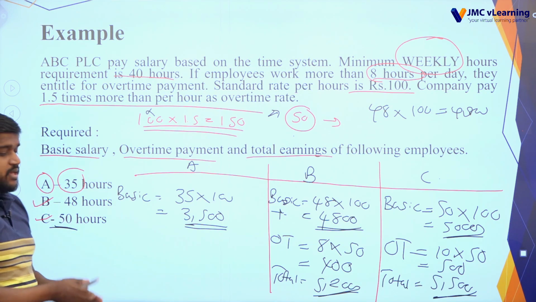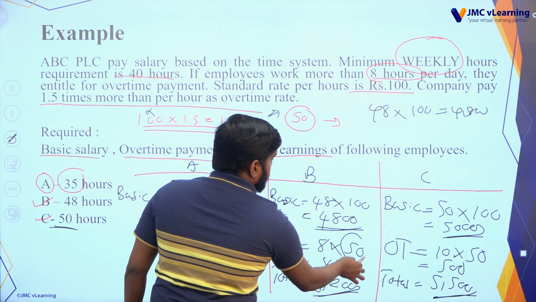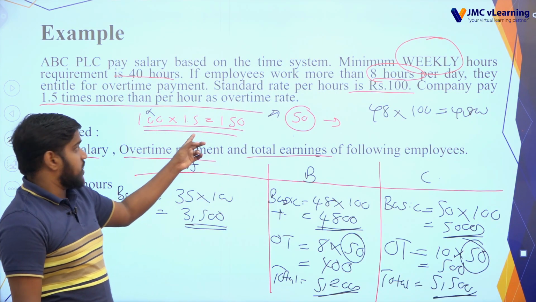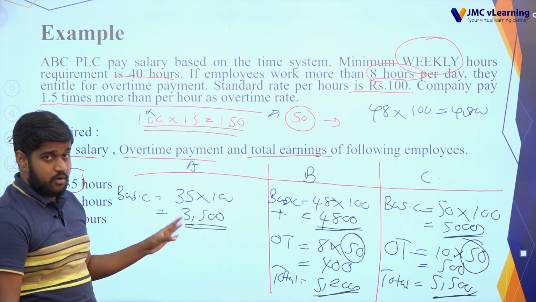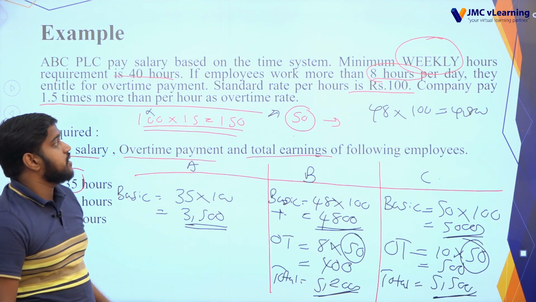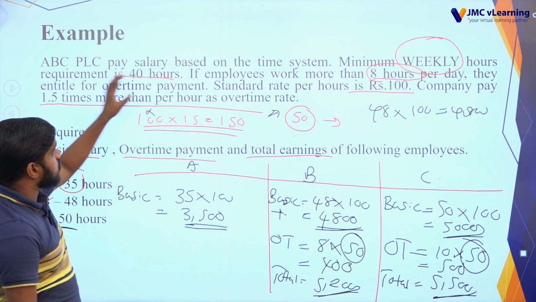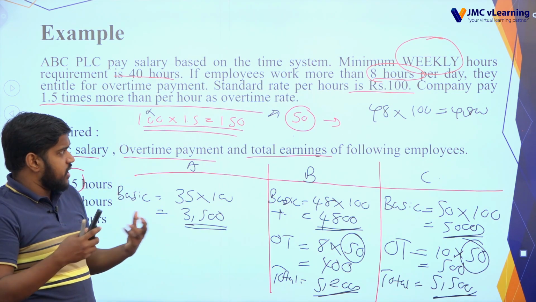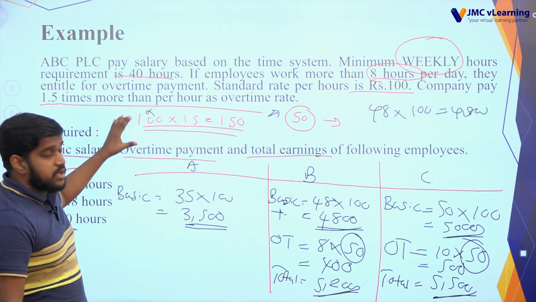Then like this, we can calculate basic salary, overtime payment and total earning for A, B and C. Okay, the most important thing you need to remember is that when we calculate OT, we need to get this excessive amount that we pay, not 150. If we multiply 8 by 150, it's wrong, it's not correct. We need to get that additional amount we pay. Normally we pay 100 per hour, but for these excessive hours, we pay 1.5 times more than the per hour rate, that means 150. If we don't consider the overtime payment, we need to pay definitely 100, no?